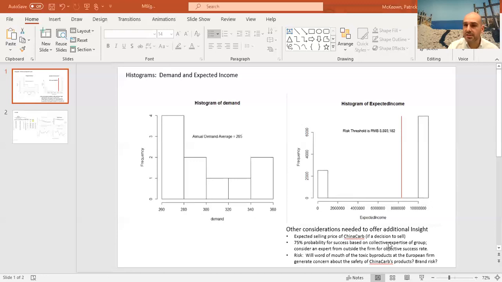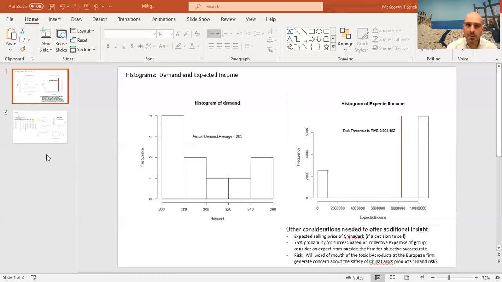Other considerations that China Carb needs to think about: what's the selling price with investors if they choose to sell the firm? The 25% failure rate was expert judgment within the organization. However, do we need an outside consultant to assess that probability? And then third, what's the risk to reputation and brand as a result of using toxic technology potentially from their previous supplier?